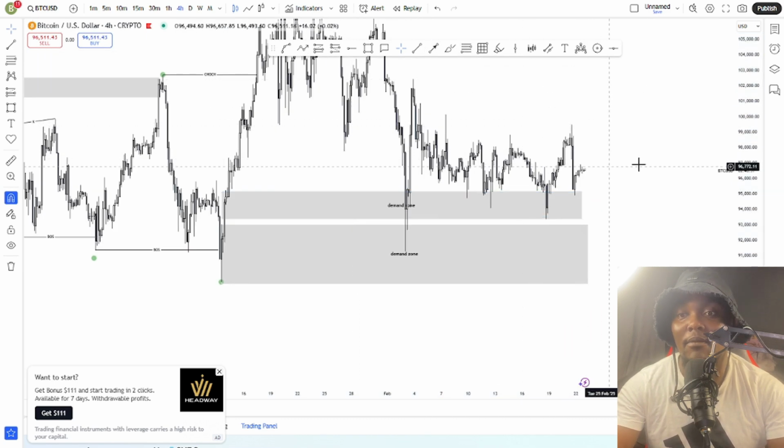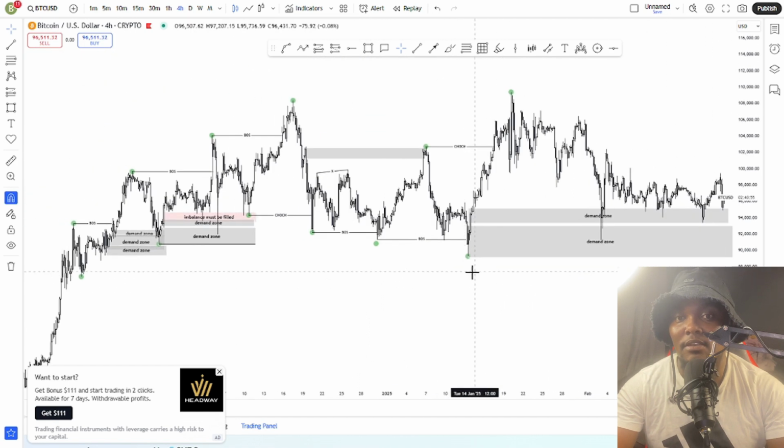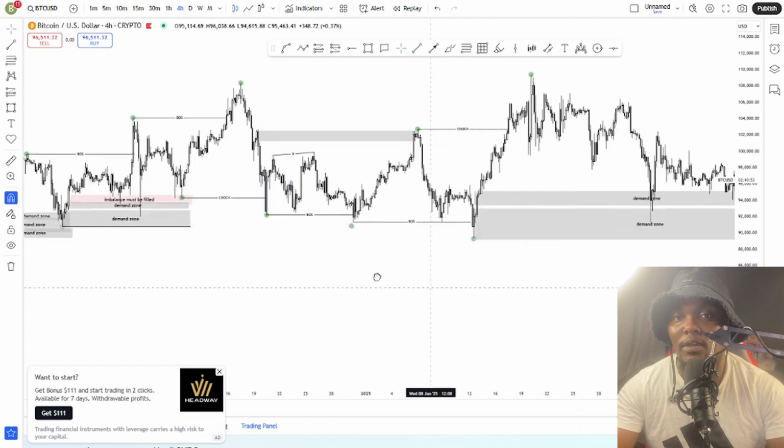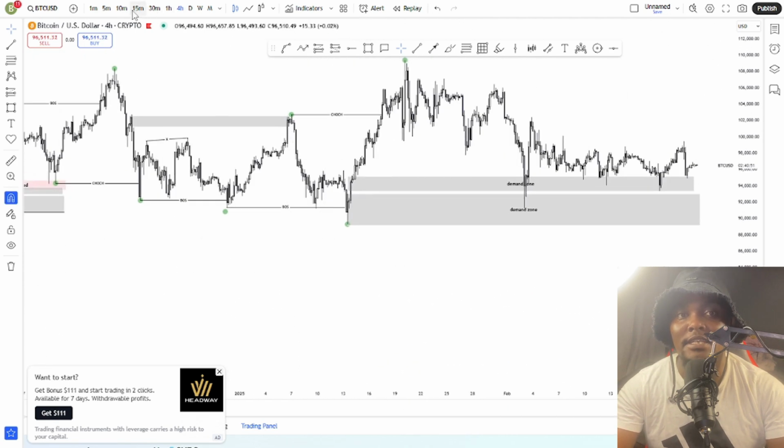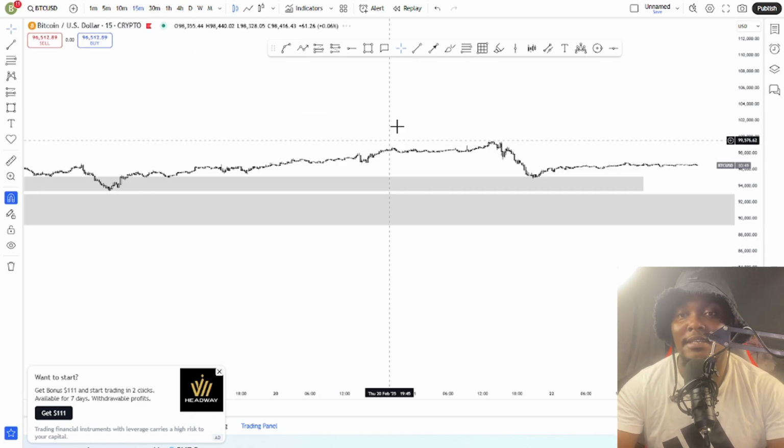So let's remove this and switch to the 15-minute time frame. That is where we're taking our entries, guys. So around here we have done our analysis, we know what's going on in the market. That is good, so we can switch to the 15-minute time frame.